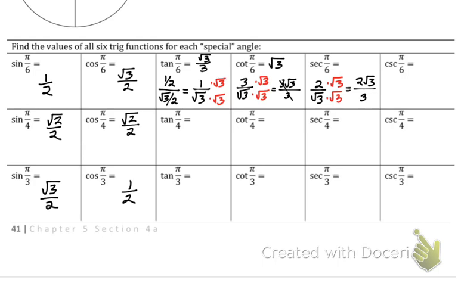Finally, cosecant. Cosecant deals with my sine. So I just have to know my sine value at pi over 6. Hey, I know it's 1 over 2. So my cosecant is going to be 2 over 1, which just equals the big deuce.